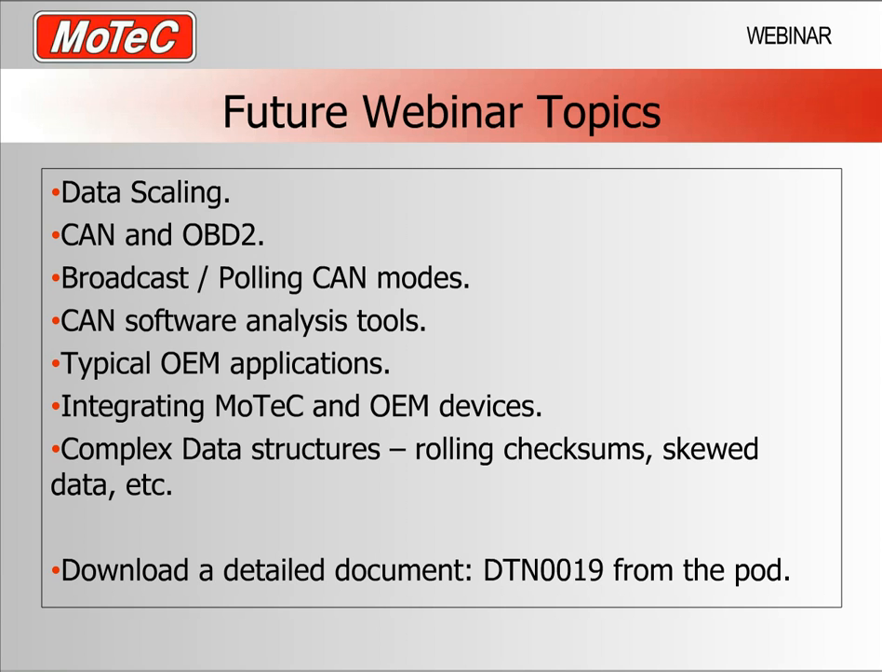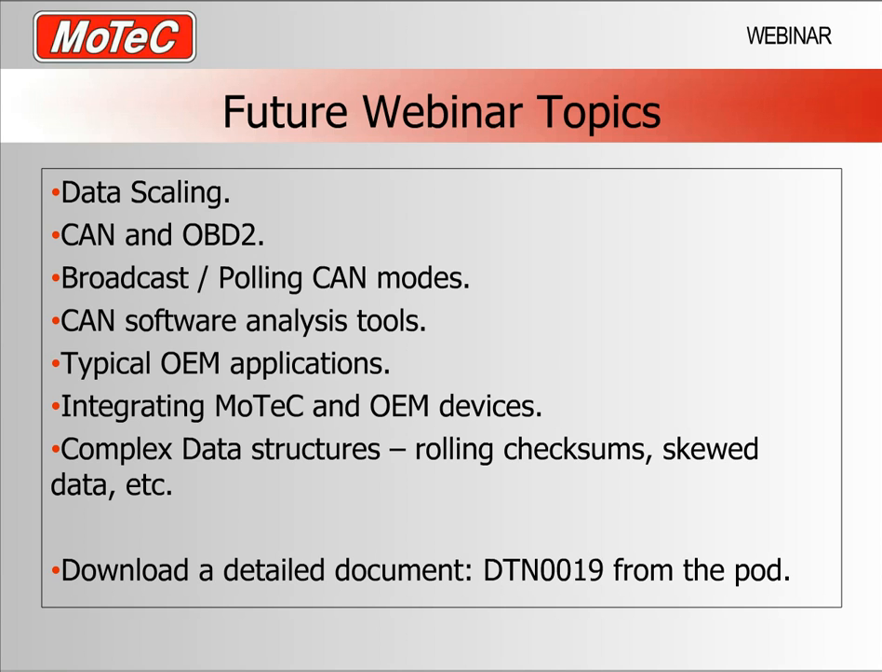There are a number of other CAN modes apart from the broadcast mode that we've discussed. The other one is called polling, and I'm not going to go into that today. Again, I've mentioned that there are software analysis tools, and we're in the process of developing some simple analysis tools that we can allow our customers to use to collect information from unknown vehicles, and we'll be offering that as a service which will help us to get OEM information as well.